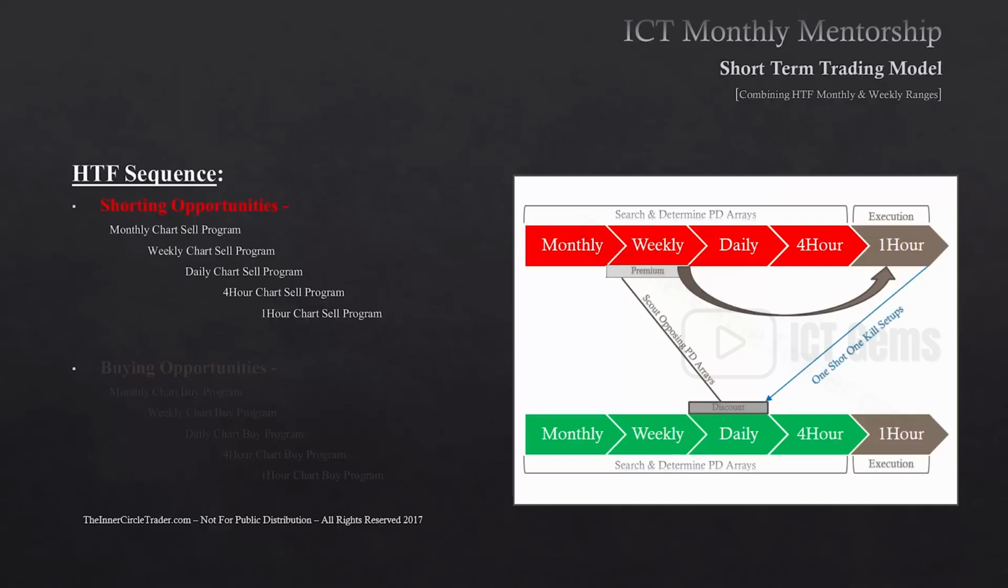This, my friends, is the one-shot, one-kill setup. This is my bread and butter. This is the one that has consistent setups every single week. There's something to trade off of, but you have to go through the process of waiting for it to give it to you.